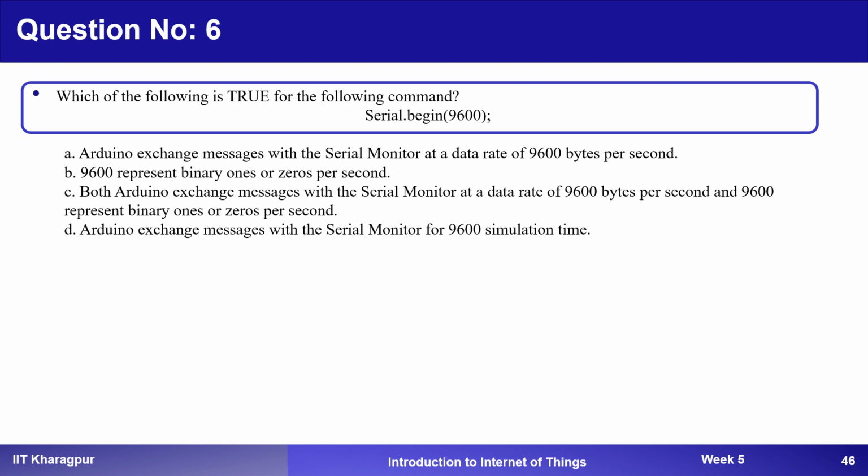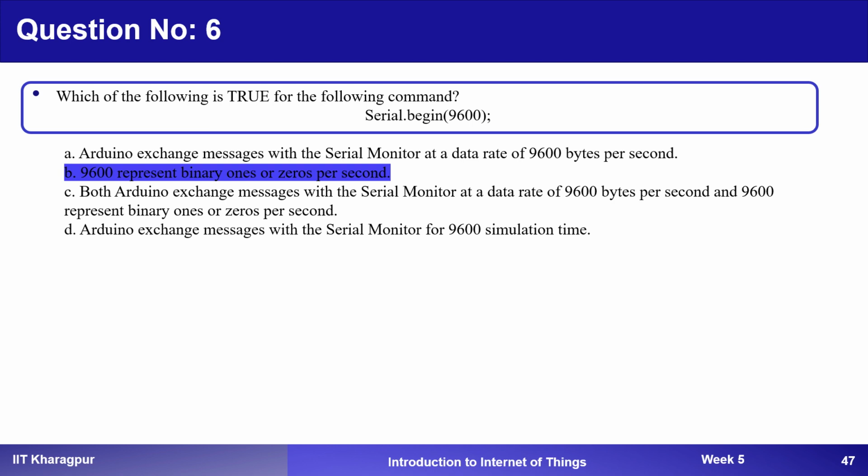The correct option for this is B, that is, 9600 represents binary ones or zeros per second. Basically, serial begin sets the baud rate for serial data communication. The baud rate signifies the data in bits per second, not bytes per second, so the first option is incorrect. Bits per second means either 0 or 1. The default baud rate of Arduino is 9600 bits per second. We can specify other baud rates also, for example 4800, 14400, anything.